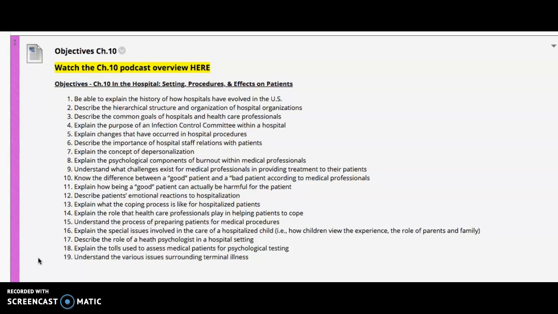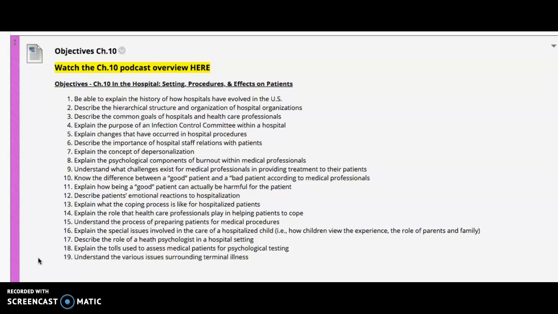This chapter talks a little bit more about communication, looking at hospital staff and their relationships with patients. How do doctors and nurses communicate with their patients? And how do patients communicate with doctors and nurses? What are the nuances of that? It goes over some nonverbal communication as well.